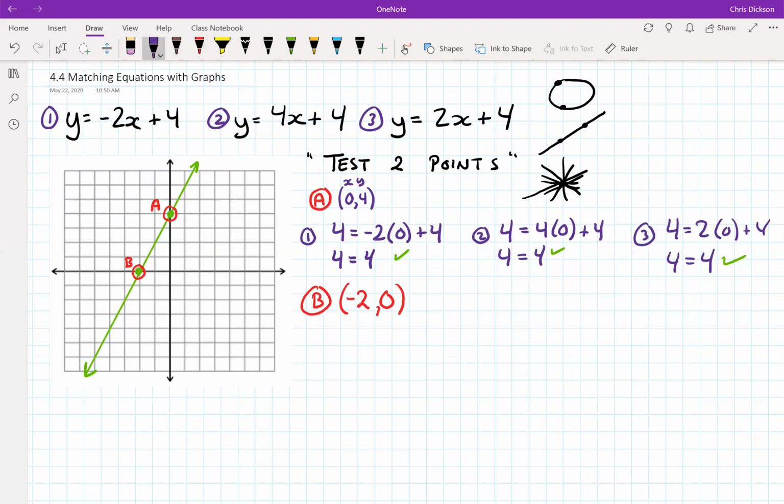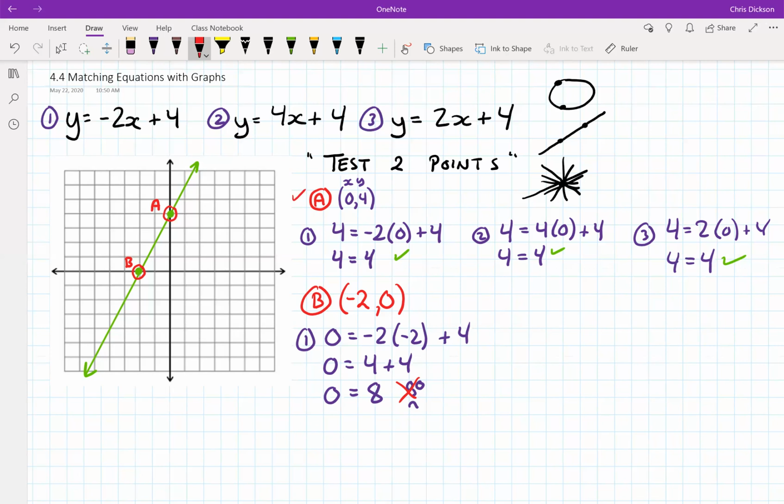So if I plug that into equation 1, I would get 0, because that's the y value, equals -2 times -2 plus 4. So I get 0 equals, now a negative times a negative is a positive, so I get 4 plus 4, and I get 0 equals 8. And I'm sad, because I know 0 does not equal 8. That would be ridiculous, so that is incorrect. So what does that tell me? Well, that tells me that point A is on equation 1, but point B is not on equation 1.